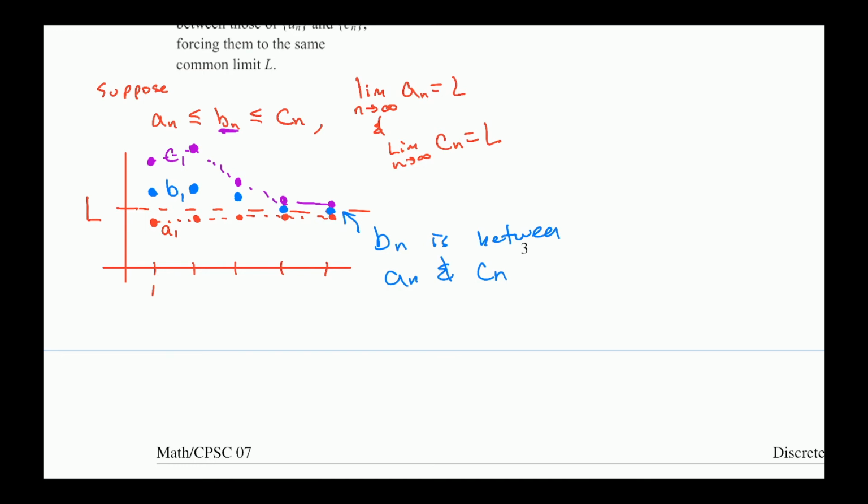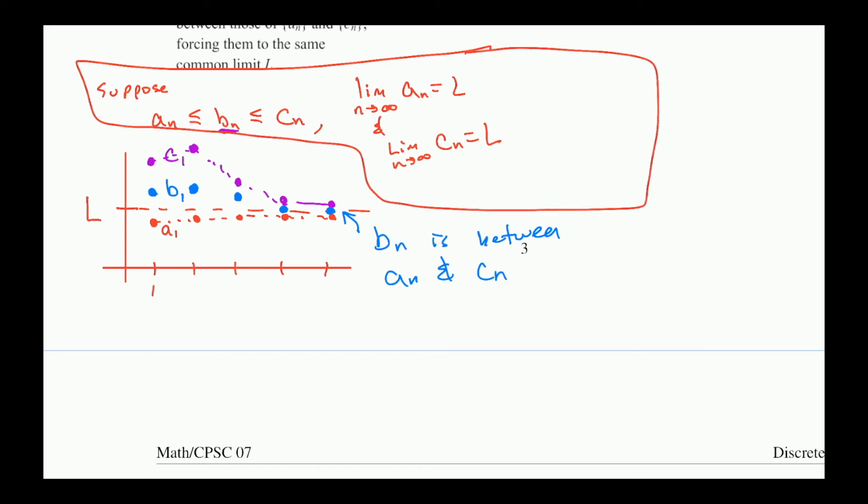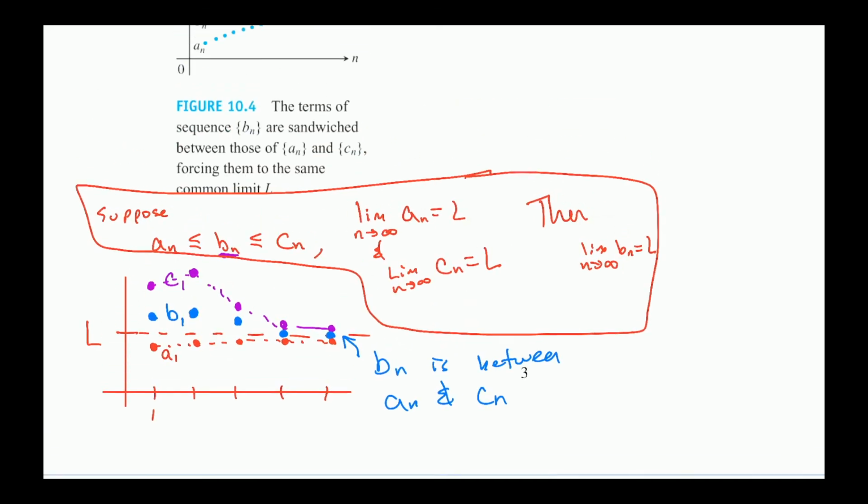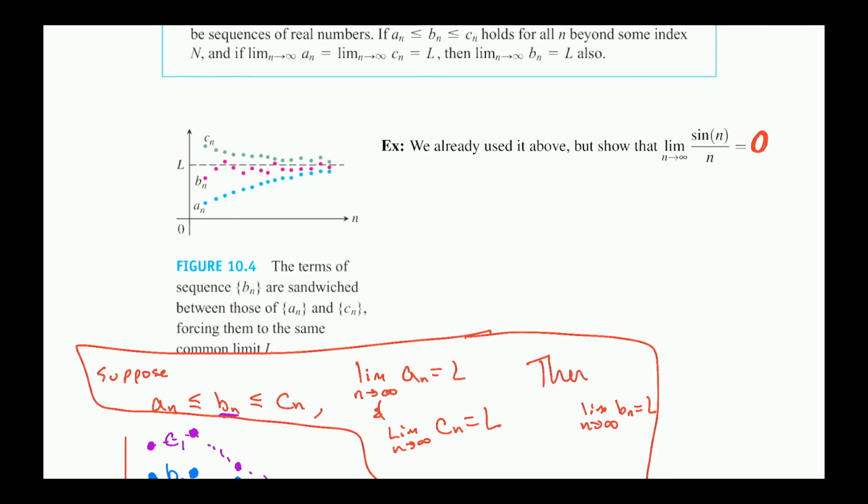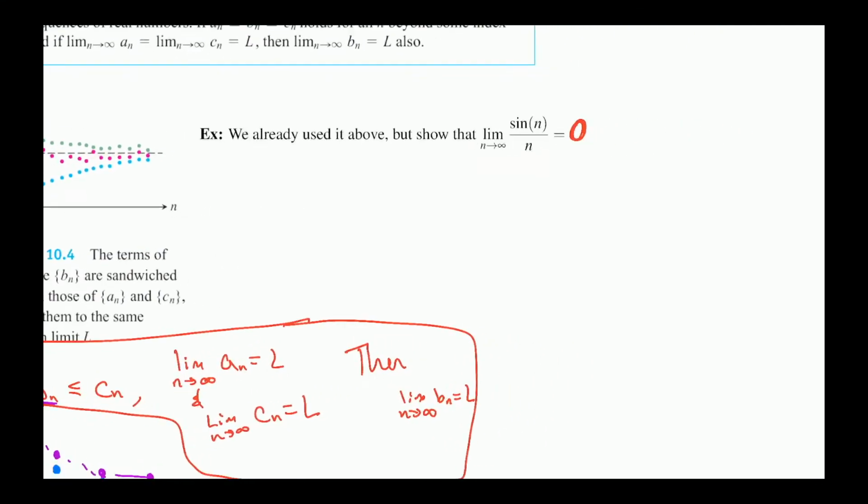So the punchline here is that if you've got this, then the limit of the Bn must also be L, because it's stuck between two things that are going to L. So it has to also go to L. And that is what this theorem says. And you'll see that the picture here is just exactly the picture that I drew anyway. All right. Now, how does that apply to this limit?